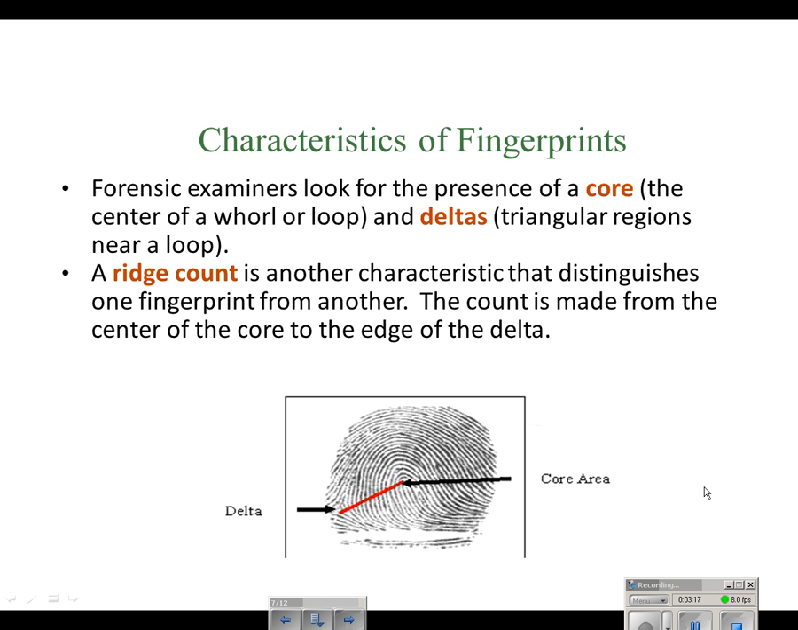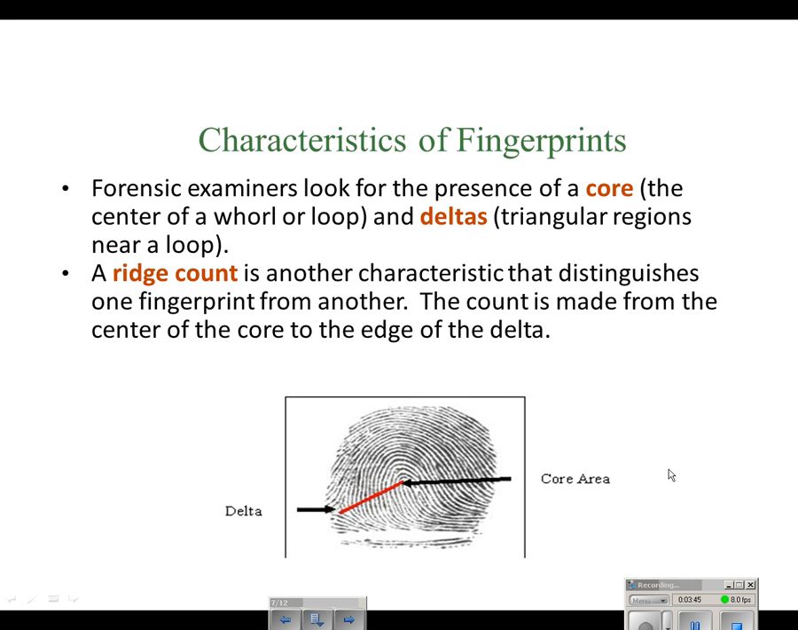So there's different characteristics. And if you are a fingerprint examiner, you're going to look for the presence of a core, which would be the center of a whorl or a loop. You won't find them in an arch. And in this diagram, you can see, okay, this would be the core. This is the centermost part of this loop pattern we have here. And they're going to look for deltas, which are triangular regions near a loop. So here's the loop. And if you look where this red line is, you see kind of a triangular shape. That's a delta.